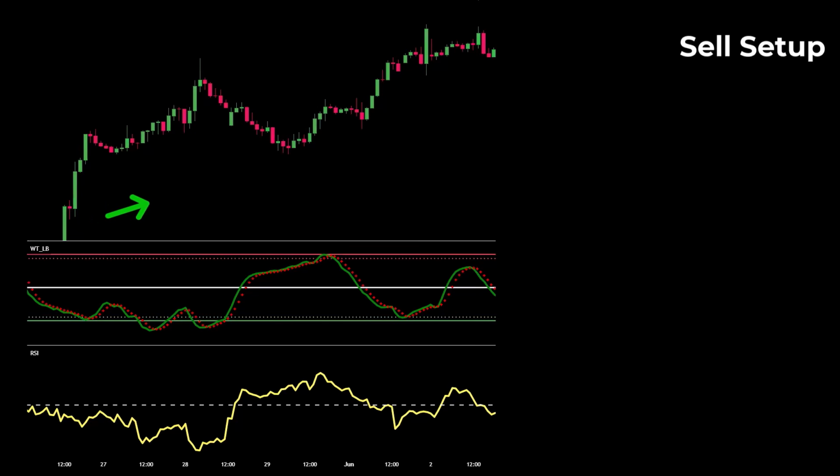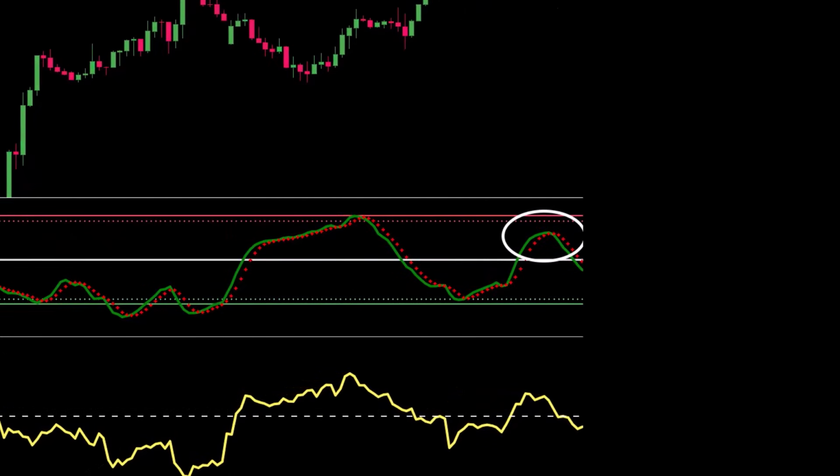Look at this area on the chart. The price has been climbing for a while and it might look like the trend will never end. Most traders feel FOMO here and start buying at the top, but we stay patient. Notice how the wave trend lines are pushed way up into the top channel. That tells us the market is overextended and it's basically begging for a pullback.